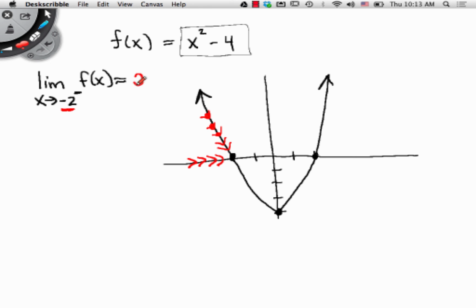They're approaching 0. That's correct. Now we take the other condition. We say the limit as x goes to -2 from the right. So I'm traveling now in this direction towards -2. My ordered pairs are going this way. My y values are going this way along the curve. What are they approaching as I go towards from the right? 0 again. So now the question is, do the left and the right-hand limits agree?